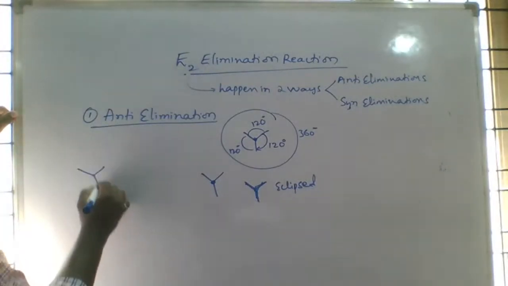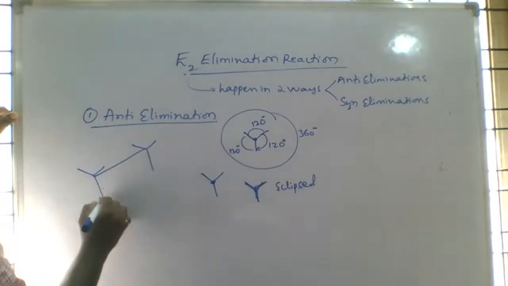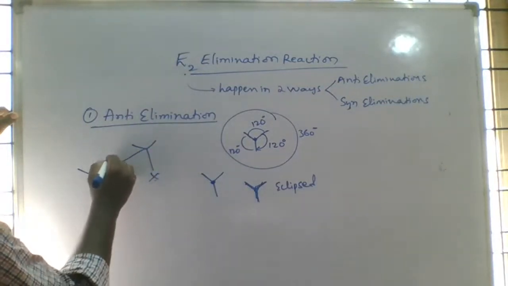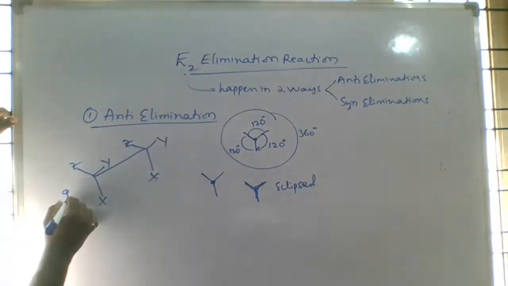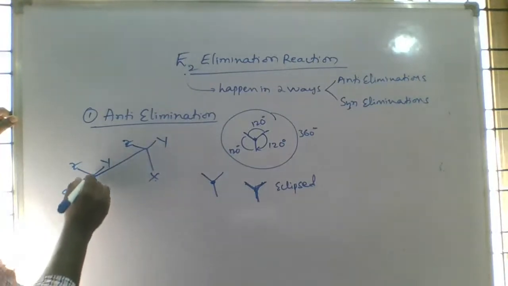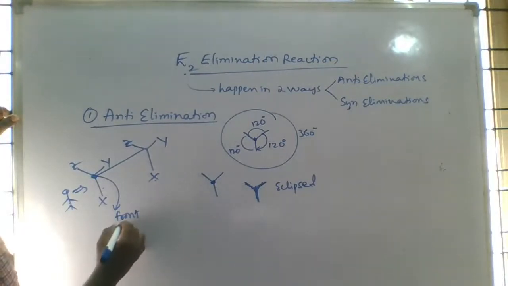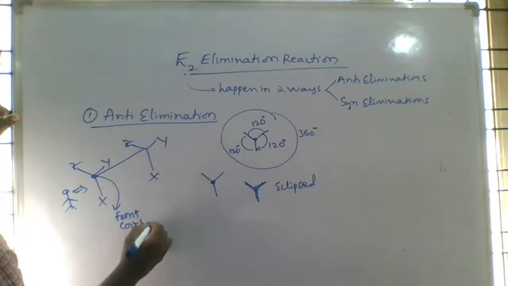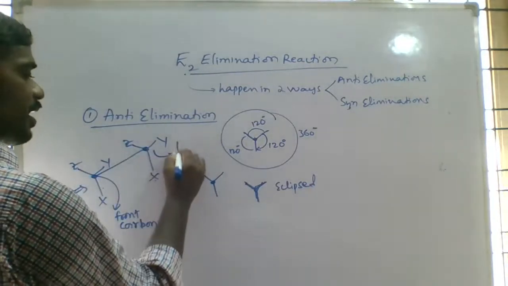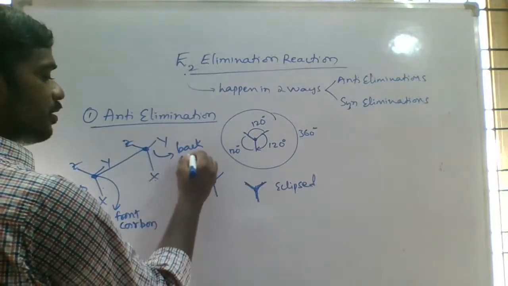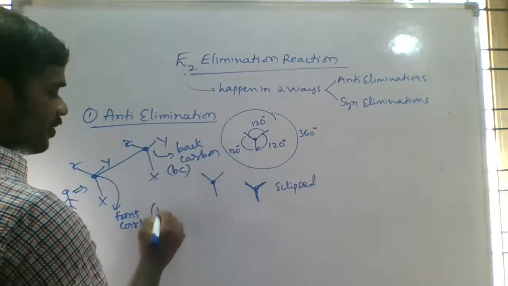For example, so this is X, here Y is there, here Z. So the observer is seeing in this direction. So this carbon is nearer to the observer. This is called the front carbon. And this carbon is away from the observer. So this is called the back carbon, generally denoted as BC, back carbon. Front carbon means FC.